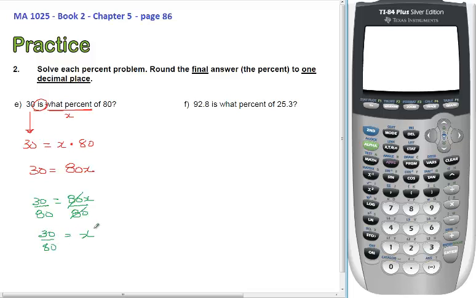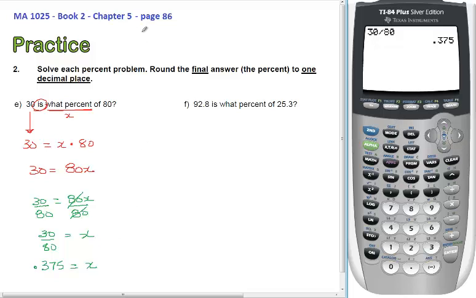Now change that into a decimal. I go to my calculator. 30 divided by 80, or 3 divided by 8, same, and I get 0.375. Now remember what we were asked. We weren't asked for the decimal. We were asked for the percent. So you have one last thing to do. We have the decimal. Now change that to a percent.